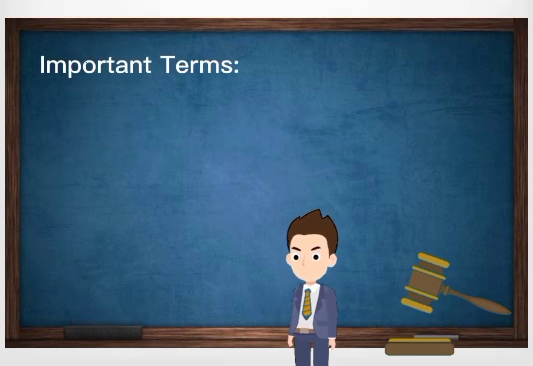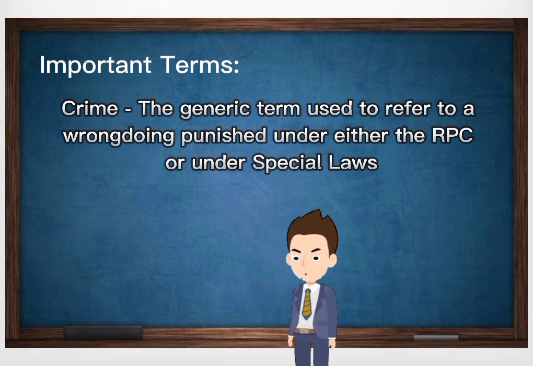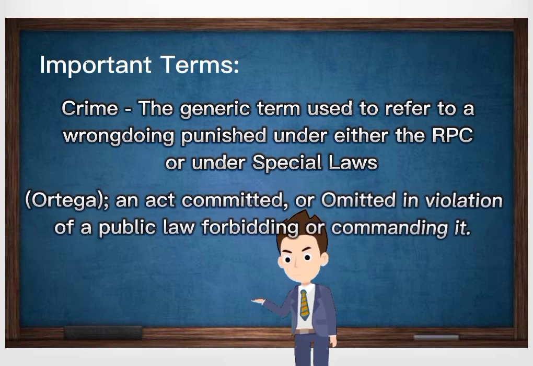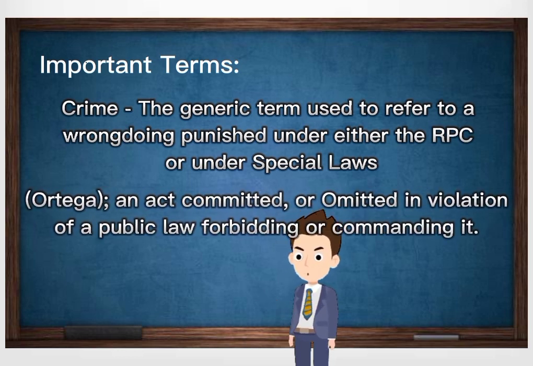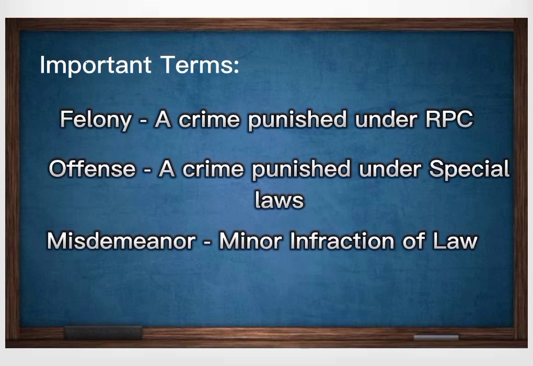Important terms. Crime, the generic term used to refer to a wrongdoing punished under either the RPC or under special laws; an act committed or omitted in violation of a public law forbidding or commanding it. Felony, a crime punished under RPC. Offense, a crime punished under special laws. Misdemeanor, minor infraction of law.